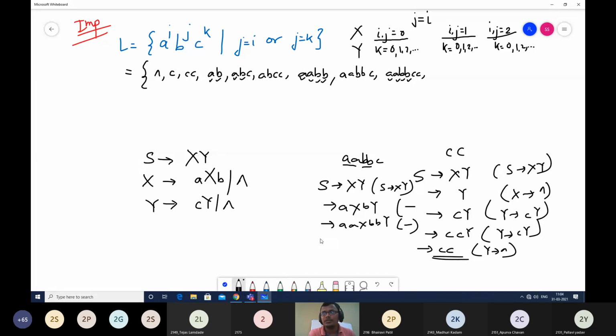While you write in your notebooks, then I'll apply X gives null. So A's and B's are done. I need one C, so I'll apply Y gives CY. And then I'll apply Y gives null. Is it understood, students?